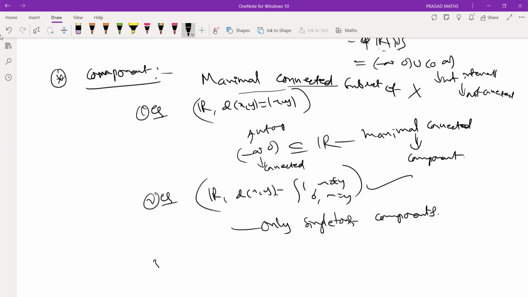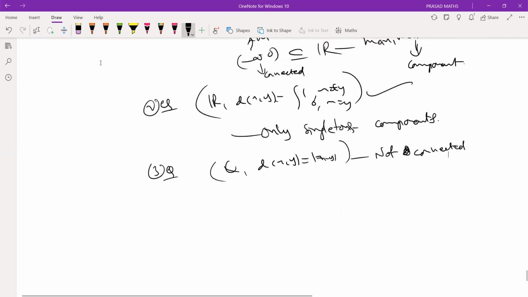Right? Suppose you take Q with the usual metric. What are the components? Only singletons. This Q is not connected. Yes or no? Any set containing more than one element is disconnected. Why? Of course, Q is not an interval, or else Q can be represented using the intersection with minus root 2 and root 2.